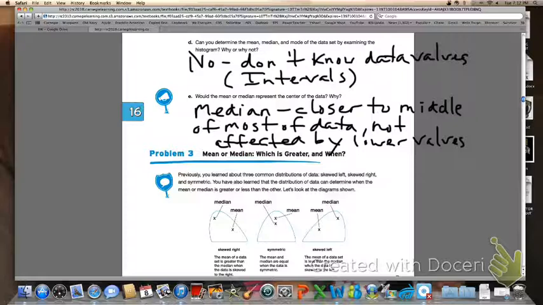For letter E, it says, would the mean or median represent the center of the data, and why? The median would better represent the center of the data since it is closer to the middle of most of the data, and again, it is not affected by the lower values.